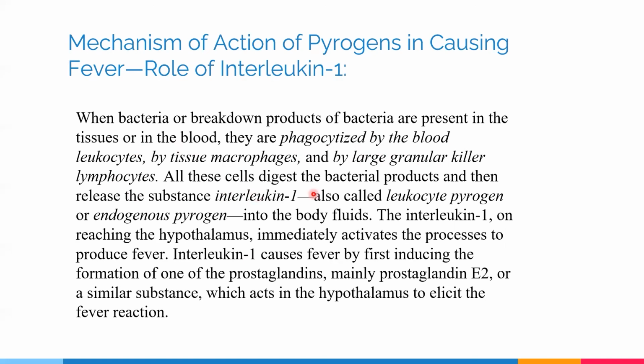All these cells digest the bacterial products and then release a substance known as interleukin 1, also called leukocyte pyrogen or endogenous pyrogens, into the body fluids. The interleukin 1, on reaching the hypothalamus, immediately activates the processes to produce fever. Interleukin 1 causes fever by first inducing formation of one of the prostaglandins, mainly prostaglandin E2 or a similar substance, which acts on the hypothalamus to elicit the fever reaction.